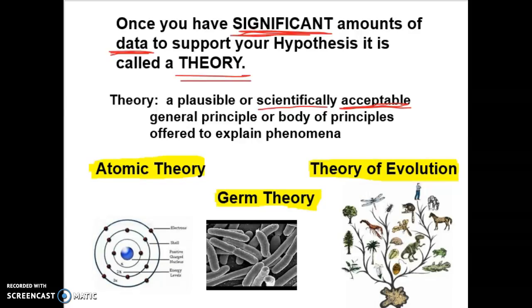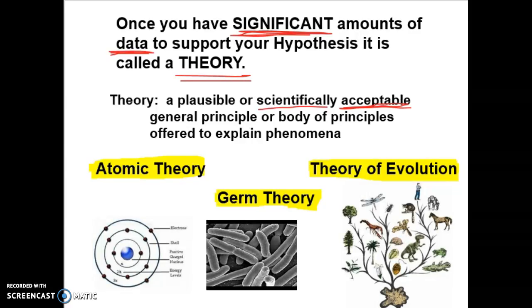So as we go through this semester, we're going to talk about these theories. Atomic theory, a little bit of chemistry we'll cover. Germ theory, we'll talk about when we talk about health and disease and our well-being. Theory of evolution, we'll spend an entire unit on that, looking at the diversity of life due to evolutionary process. These are all things that are supported in the scientific community. There's data to back this up.